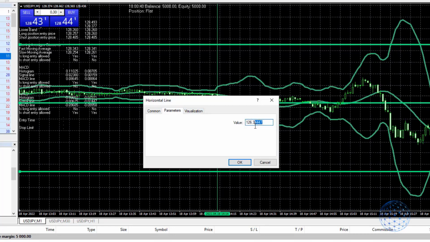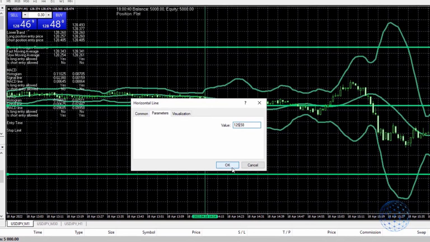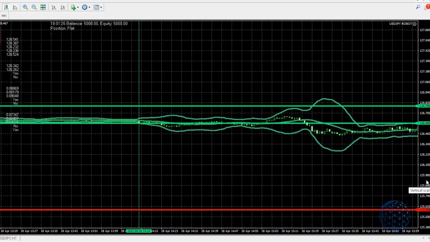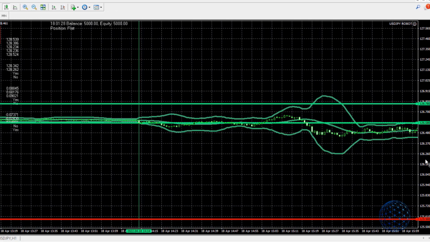I said the entry is at 126.58, which means that 100 pips lower would be 125.58, and I will hit OK. I know many will say that the stop loss to take profit ratio should be 1 to 3, so we have bigger chances if the trades go 50-50, and there are many theories about that, but stay with me here.